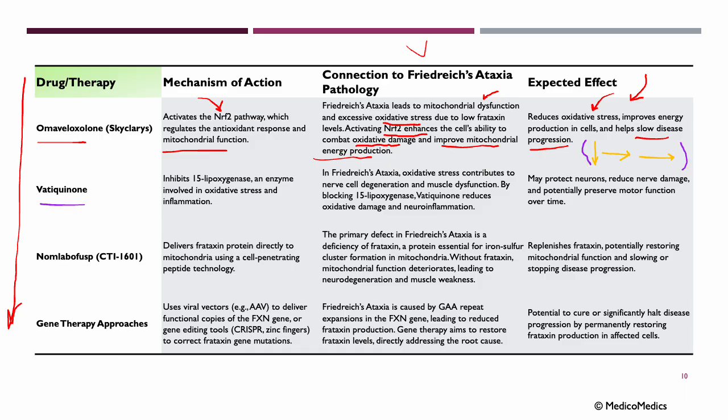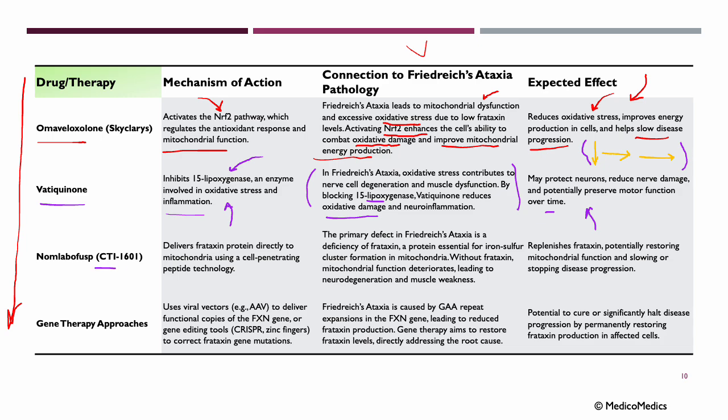Another one is vatiquinone, which inhibits 15-lipoxygenase, an enzyme involved in oxidative stress and inflammation. So again, it's sort of the same logic here. In FA, oxidative stress, again, contributes to nerve cell degeneration and muscle dysfunction. And by blocking this specific enzyme, the idea is to reduce oxidative damage. And this may then protect neurons, reduce nerve damage, and potentially preserve motor function over time.